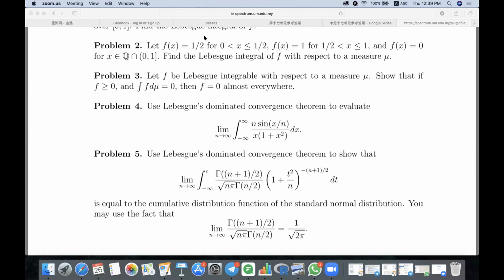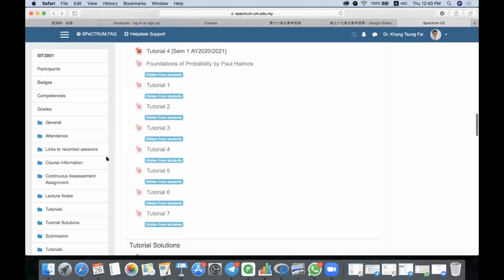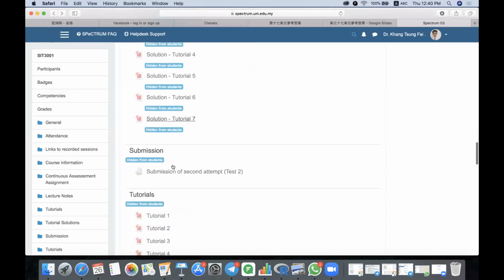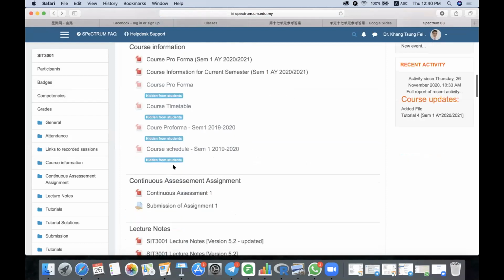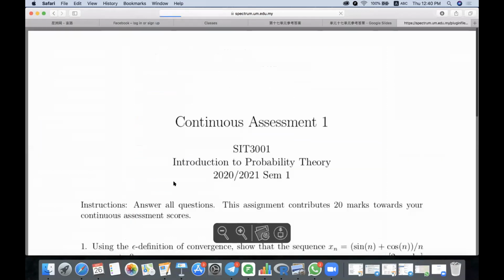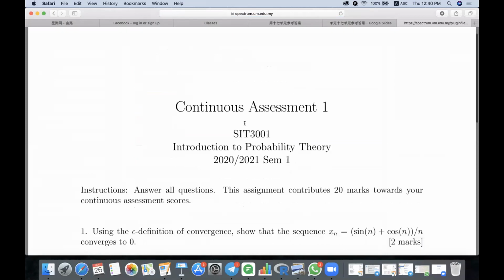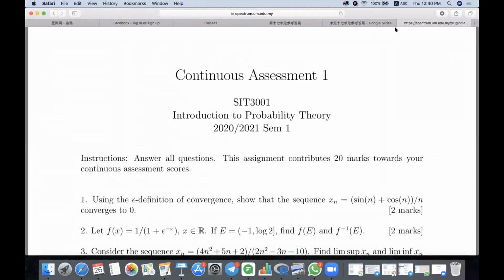Okay, great. So this is for next week. Then I want to talk about continuous assessment 1. So this is your continuous assessment 1 take home assignment. You can try this.